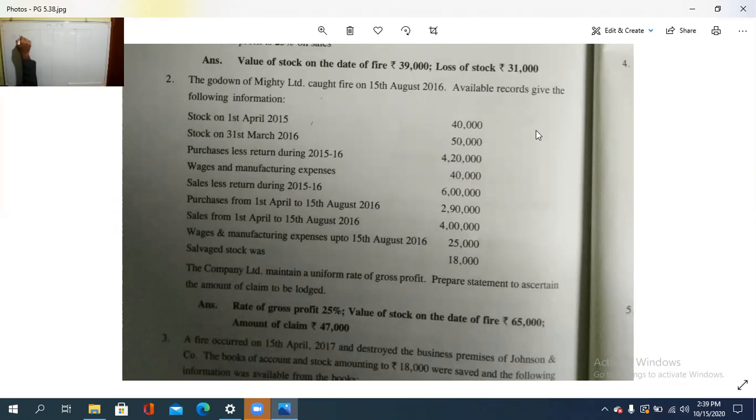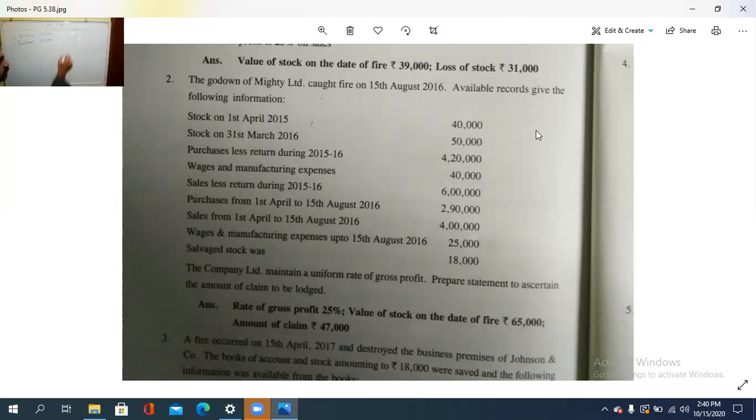To opening stock, how much is it? 50,000, as on 31st March 2016. Here, we need to calculate the gross profit rate, the same as before. So stock on 31st March 15,000. Then purchases from 1st April to 15th August, it is 2,90,000.